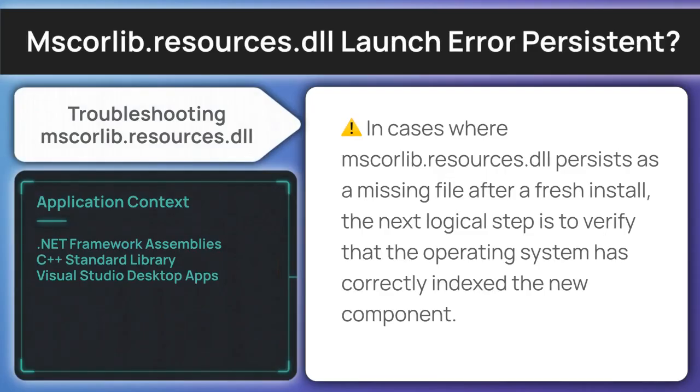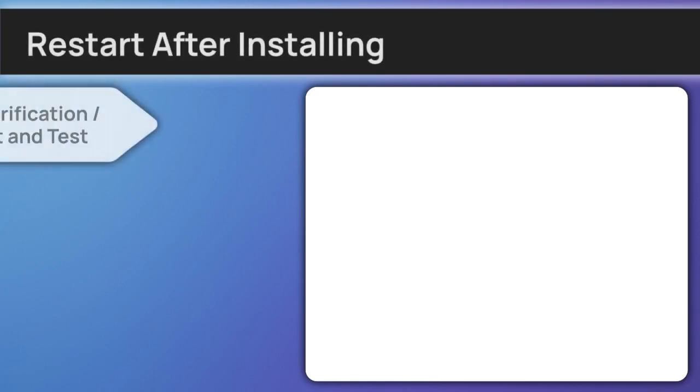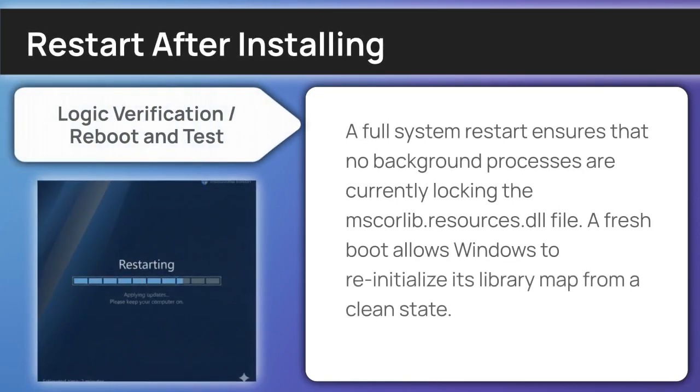If the redistributable repair didn't resolve the pop-up, the next logical step is to analyze the local environment for process conflicts. If your system has been running for an extended period, a reboot might be necessary to resync your background processes and clear any temporary locks on the Microsoft Common Object Runtime Library Resources file.